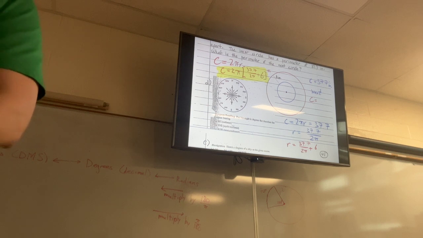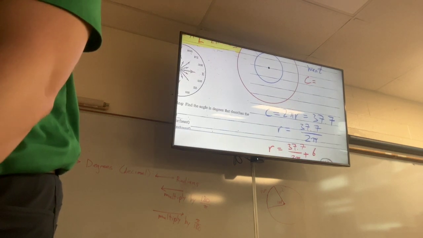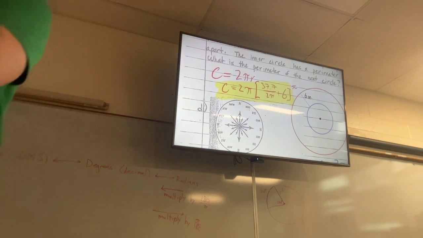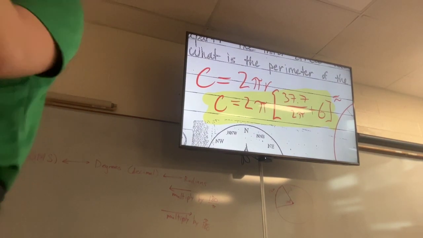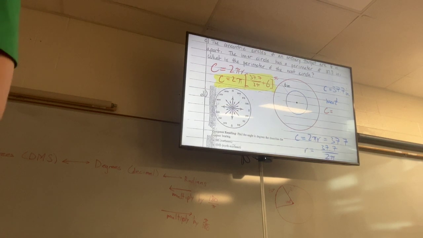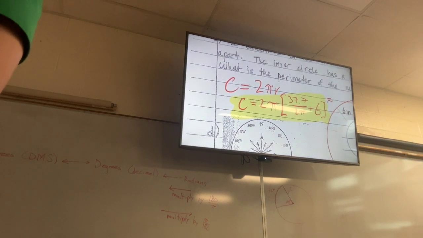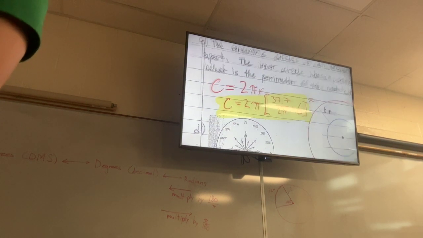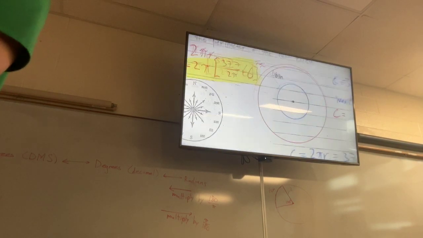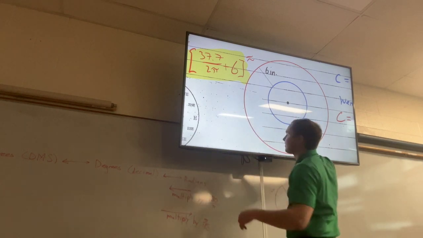I feel like I went through that kind of fast. Did you guys at least follow? No? Okay, that's okay. So we want the circumference of the red circle. It's going to be 2 pi times the radius of the red circle. So to use this circumference formula, we need the radius of the red circle. We know that it's going to be 6 inches more than the smaller blue radius.